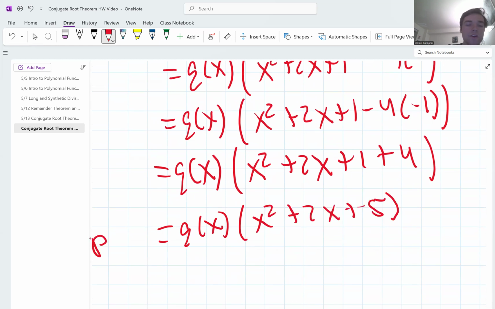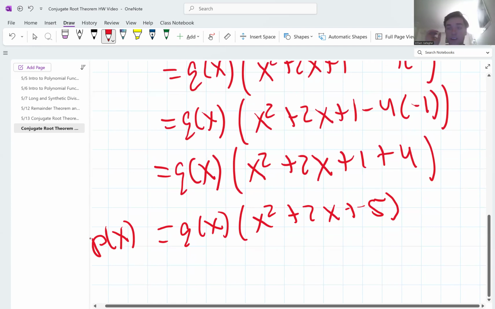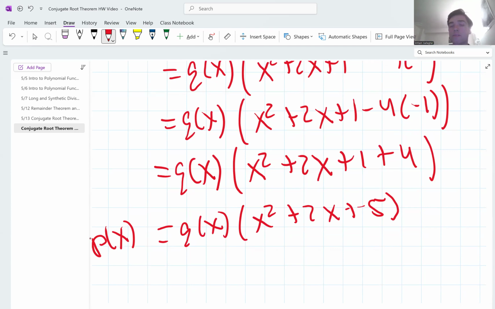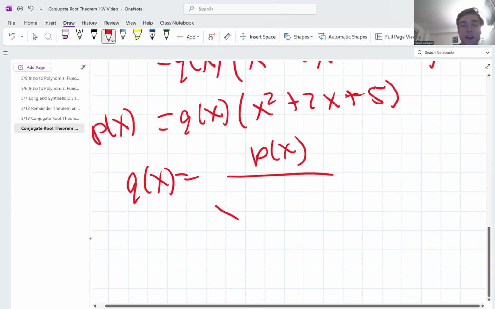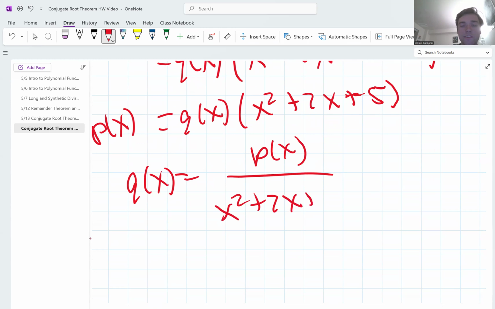All right, so we now know that our polynomial is equal to some quadratic polynomial. I'm going to call it q of x as a placeholder times x squared plus 2x plus 5. And so to solve for that missing polynomial, I'm going to take my original polynomial and divide by x squared plus 2x plus 5, just as we do when we have to solve for an unknown algebraically and we're multiplying two things together.